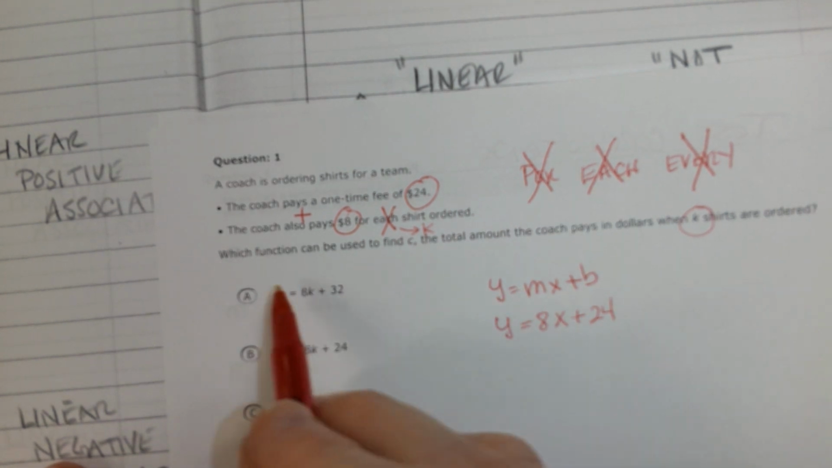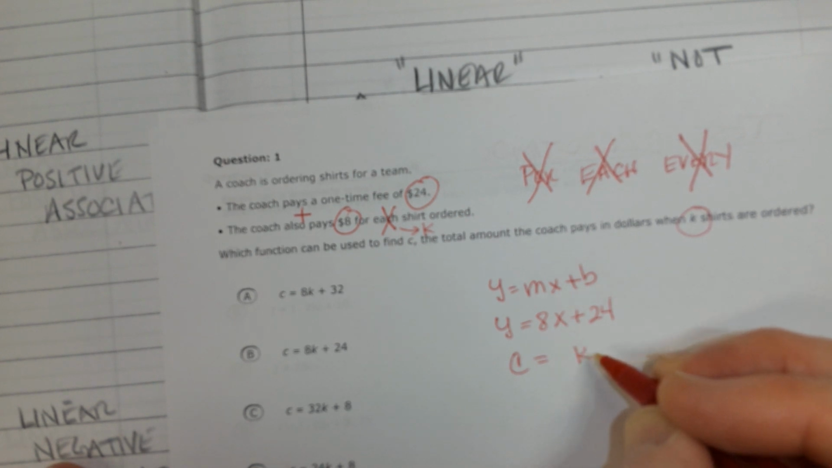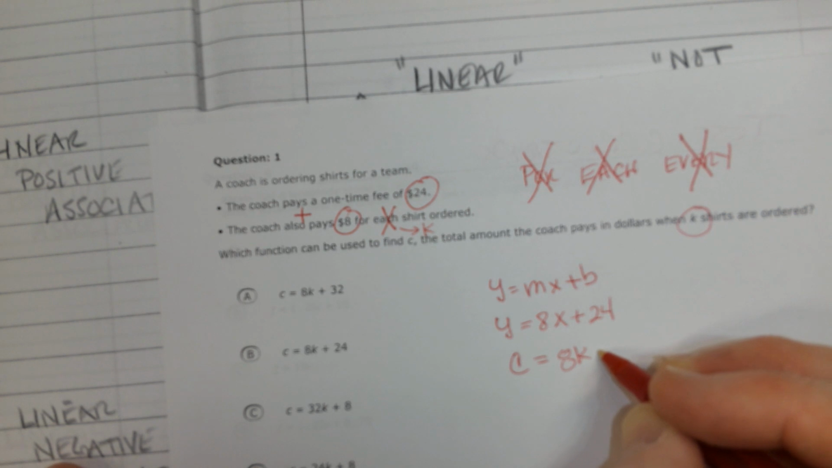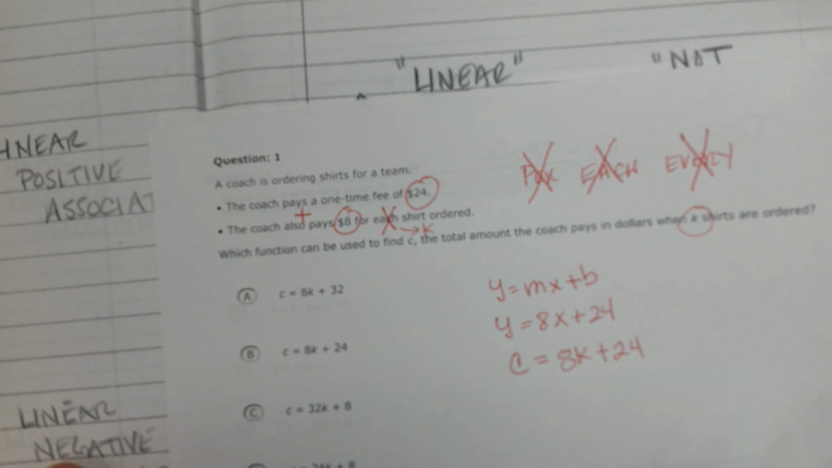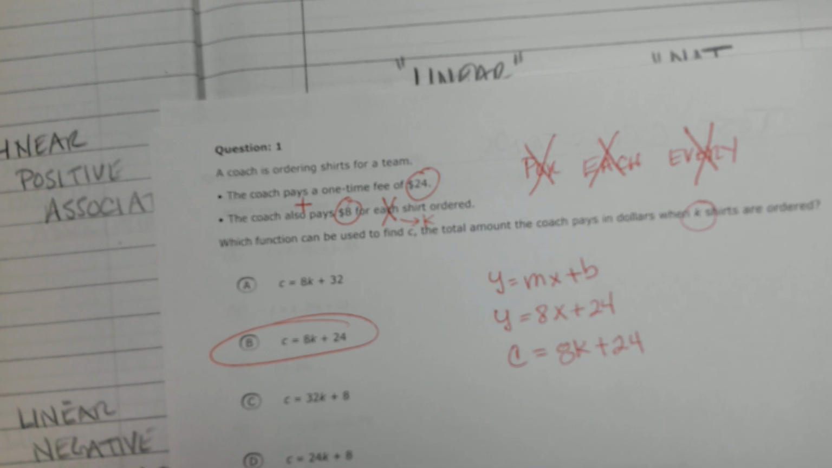But in this case, and you can see by your answer choices, they change the y to c, and they change the x to k, and it's c equals 8k plus 24. Do we have an answer choice over here that says 8k plus 24? Which one? B. Bam. Let's look at number 2.